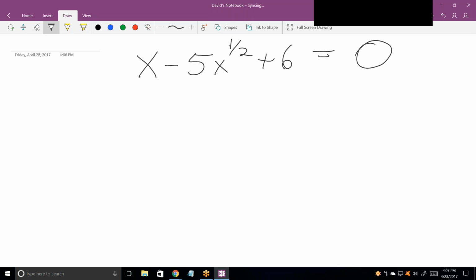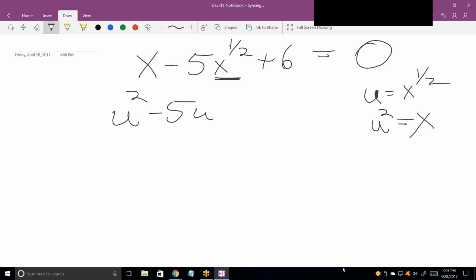Now, a lot of times it's easier if you use a method called U substitution, and I'll show you why. I'm going to let u equal whatever that middle term is, x to the 1/2. Now, u squared becomes x, and I can write this whole thing in terms of u. In other words, I can write it as u squared minus 5u plus 6 equals 0.